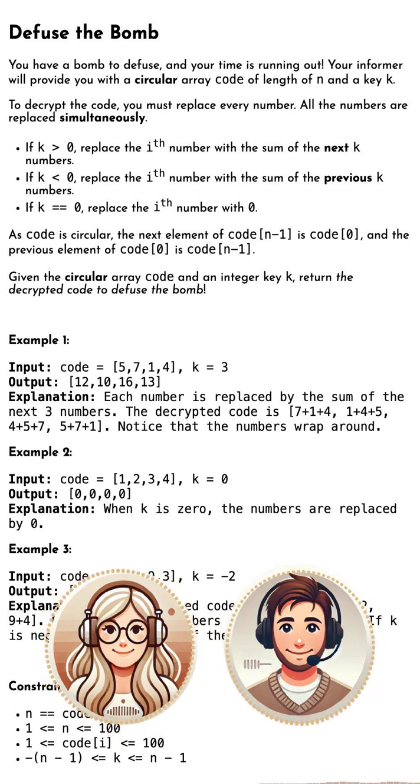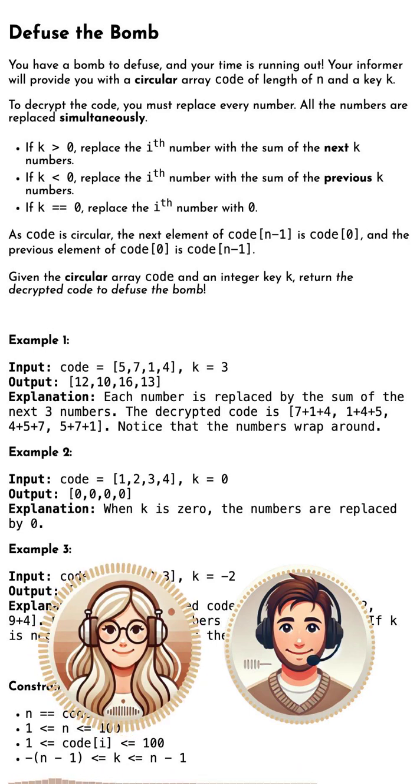Let's go back to our example. Remember, the array was 5, 7, 1, 4, with k being 3. So our initial window would cover the first 3 elements, 5, 7, and 1. We calculate their sum, which gives us 13. Okay, so that 13 becomes our first decrypted value.